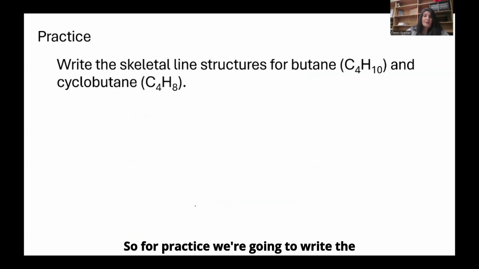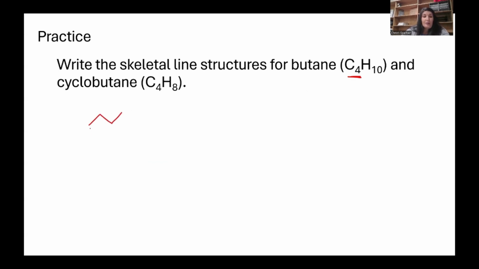So for practice, we're going to write the skeletal line structures for butane and cyclobutane. So pause the video, work on it, and then when you're ready, come back. Okay, so for butane, we have 4 carbons. And remember, skeletal line structures are that zigzag conformation. So I'm going to just start doing a zigzag for 4. So 1, 2, 3, 4. And there are no branches on butane, so this is what butane looks like.